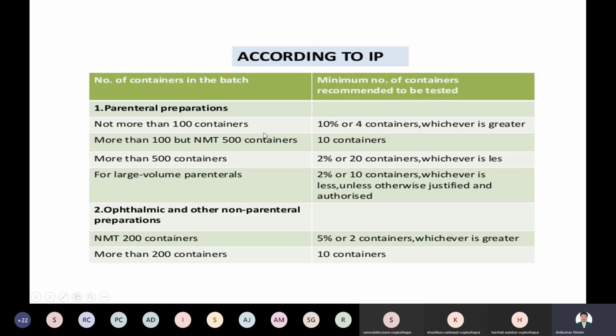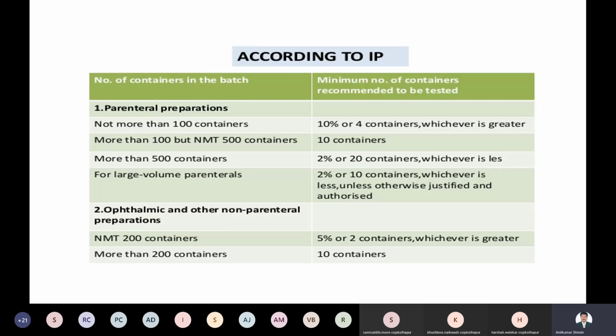If you have prepared 100 containers, right? 100 containers or 100 vials. 100 vials मधून किती तुम्ही टेस्टिंग साठी घेणार? 10% from the 100. The 4 containers will be taken. Then more than 100, but not more than 500 containers. Right, means 100 to 500 containers असतील तर तुम्ही 10 containers त्यामध्ये representative sample घ्यायचे आणि त्याचं टेस्टिंग करायचं. बरोबर. Then more than 500 containers असतील तर we can take the 2%.